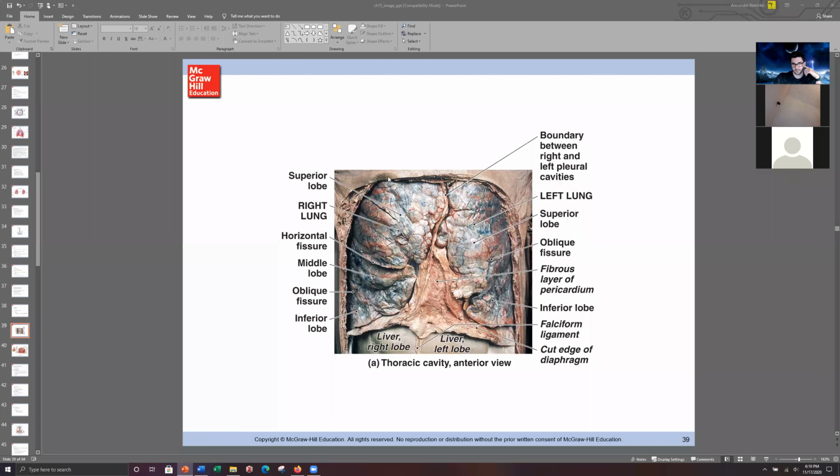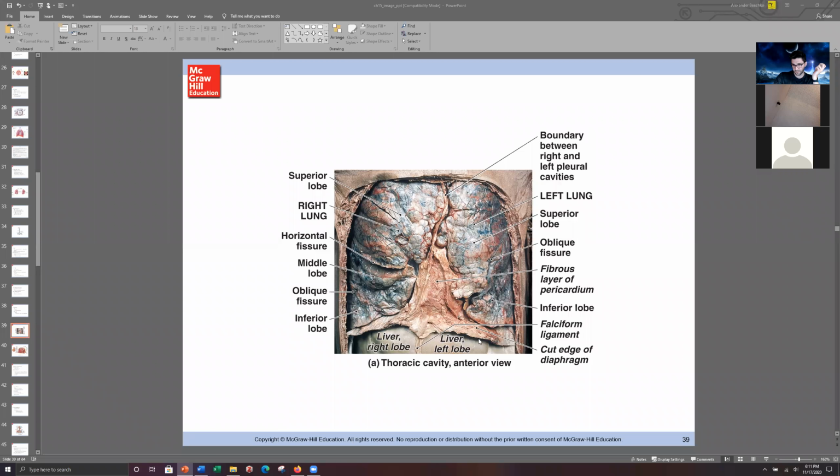So we've got our right lung, our superior lobe, our horizontal fissure, the middle lobe, and then the inferior lobe down here, separated by the oblique fissure right there. All of that is middle lobe, oblique fissure, then inferior lobe. Then we've got our right and left lobes of the liver down here. This is the pericardium that's covering the heart, right? So in the chest cavity, the heart is pretty well isolated there. Then we've got our superior and inferior lobes just there. And we've got our falciform ligament connecting the diaphragm to the liver.